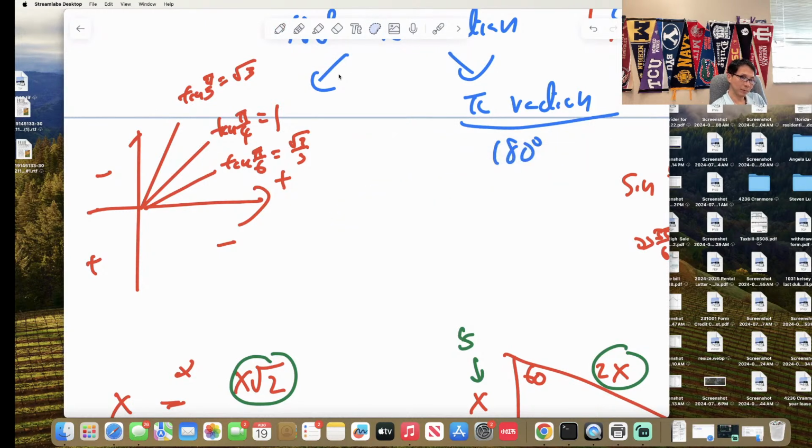Tangent of pi over 6 is root 3 over 3. Okay, so how about secant of 7 pi over 6?